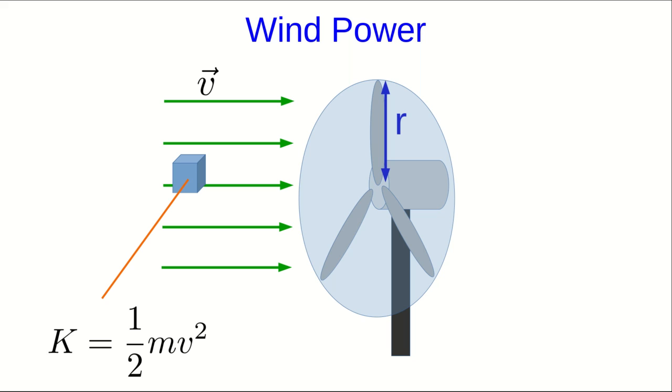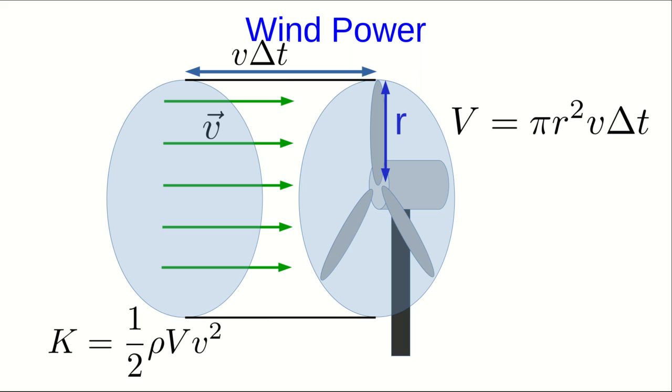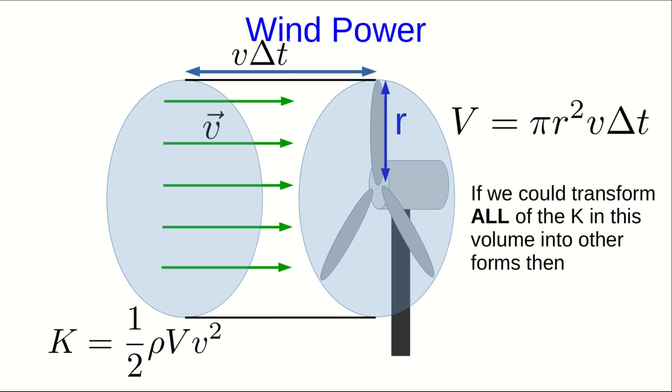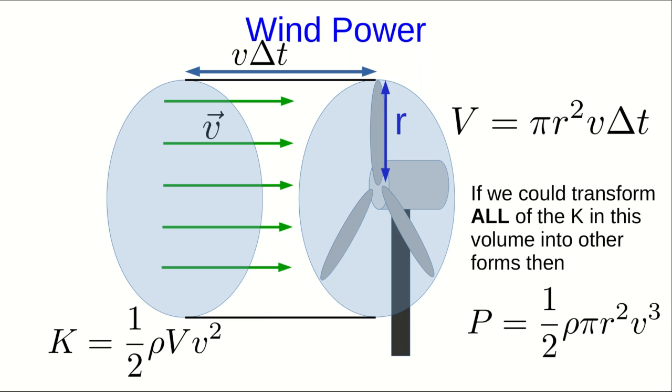So that'll be a half mv squared as always. That packet of air has some density rho and some volume V, and so that m is just rho V. And now consider the volume of air that passes through the turbine blades in some time delta t. It's going to be a cylinder of radius r and of height v delta t. And so that gives us a volume of air passing through the turbine blades each time delta t. If we could transform all of the kinetic energy in that air into other forms, then this would be our power, where the delta t's cancel and we get this expression, which importantly is proportional to v cubed, the speed cubed. So the available power scales very quickly with increasing wind speeds. The key thing here is that the power availability scales as speed cubed.